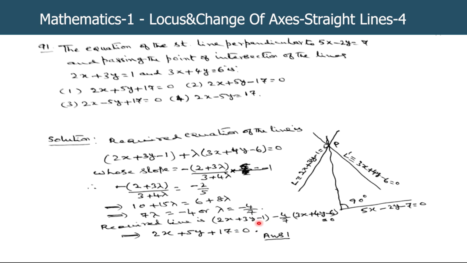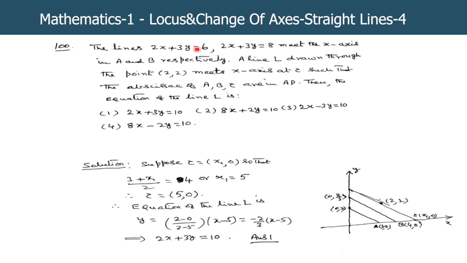While substituting lambda in the equation 2x plus 3y minus 1 equal to 0 plus lambda into 3x plus 4y minus 6 equal to 0, if you substitute lambda is equal to minus 4 by 7, then the correct answer is 2x plus 5y plus 17. And the correct option is option number 1.